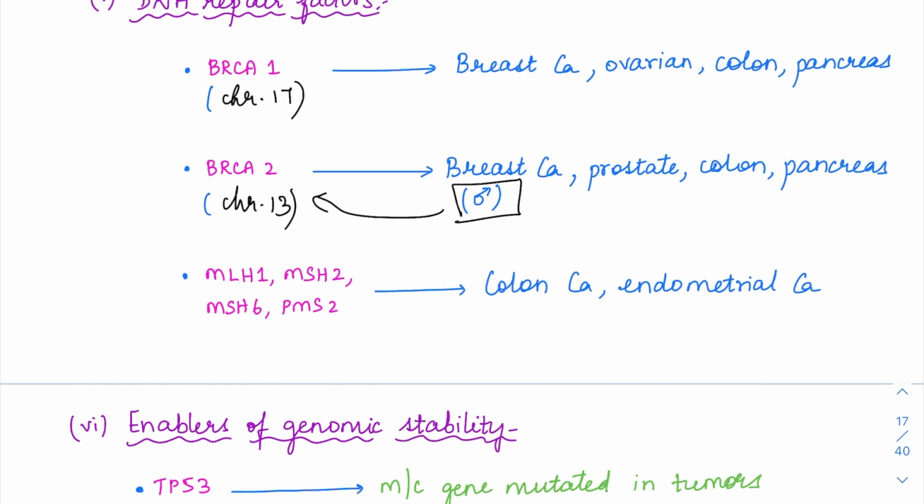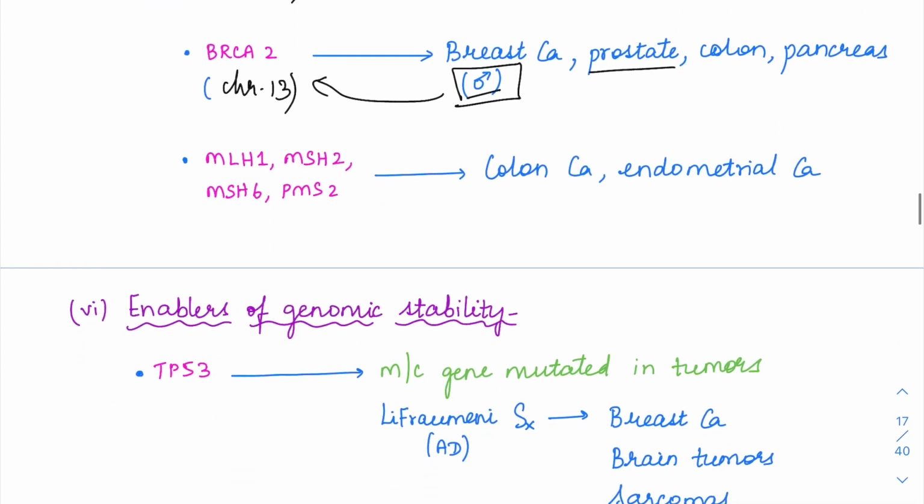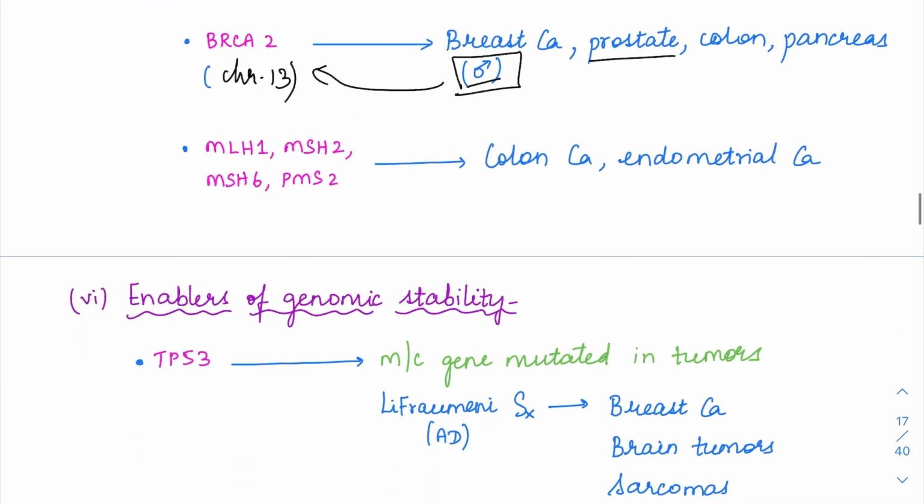Other than that, both of these are going to have colonic and pancreatic cancer risk as well, apart from the breast and ovary. In BRCA2, it is also going to have prostatic adenocarcinoma. So, male breast cancer and male prostate cancer along with colonic and pancreatic cancer risk is there in BRCA2, while BRCA1, if it is mutated, is going to result in breast, ovarian, colon and pancreatic cancer. So, female.